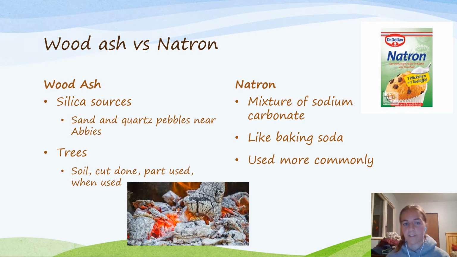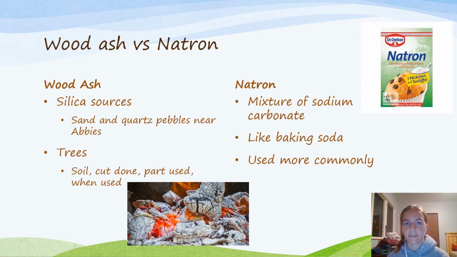Wood ash was commonly used back in the medieval period. It used silica sources that contain sand and quartz pebbles. They're located near abbeys, since abbeys used the glass more in stained glass decorations in the windows of churches. Wood ash is composed of tree ash.